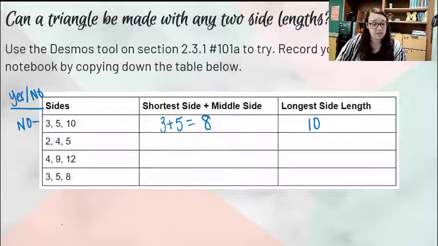Try the next three and see what you can do. Say if it makes a triangle or not, and then note what the shortest plus middle side and the longest side for each is. Go ahead and pause your screen here to try those out.